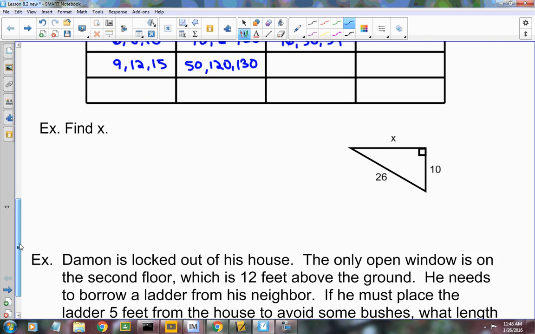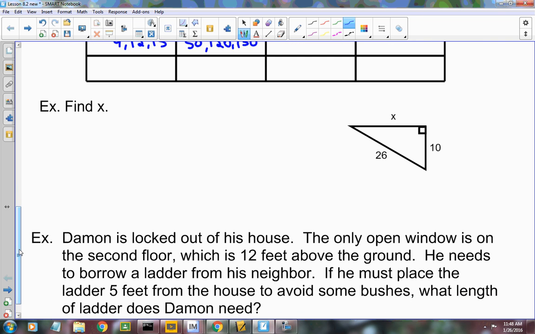Okay, so if we know these triples and we become familiar with them, it shortens our work just a little bit. Because I can look at this and I can find x without having to even do any work. What do you think it would be? 24. What family is this from? The 5, 12, 13. So it's from the family 5, 12, 13, and they went through and multiplied them all by 2. And so x is 24.